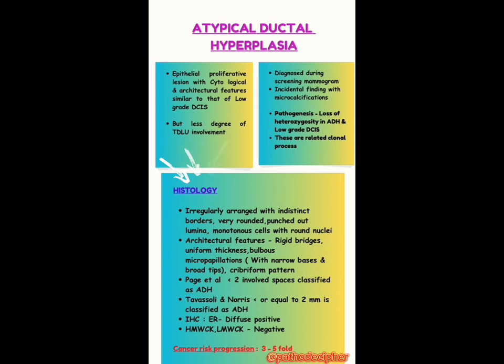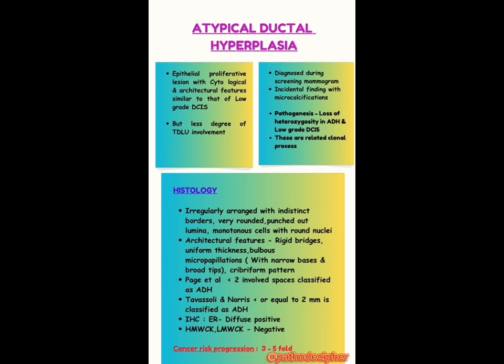Histologically, they are arranged in an irregular pattern with indistinct borders, rounded, punched out lumina, and monotonous cells with round nuclei. If you see architectural features, they have rigid bridges, uniform thickness, and bulbous micropapillations with a narrow base and broad tips. The cribriform pattern can also be observed. According to the study of Page et al., less than 2 involved spaces are classified as ADH, that is atypical ductal hyperplasia. And according to Tavassoli and Norris, less than or equal to 2 mm is classified as ADH, and if it is more than 2 mm, it's classified as DCIS.